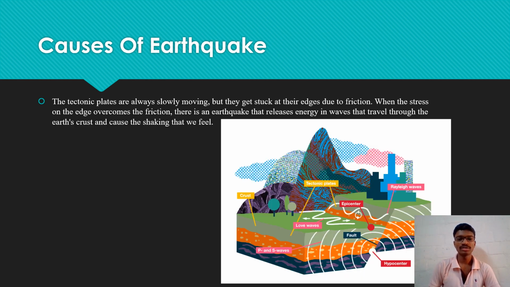Causes of earthquake. The tectonic plates are always slowly moving. We can see the tectonic plates and crust in this image. And when the stress on the edge overcomes the friction, there is an earthquake that releases energy in waves that travel through the earth's crust and cause the shaking that we feel.